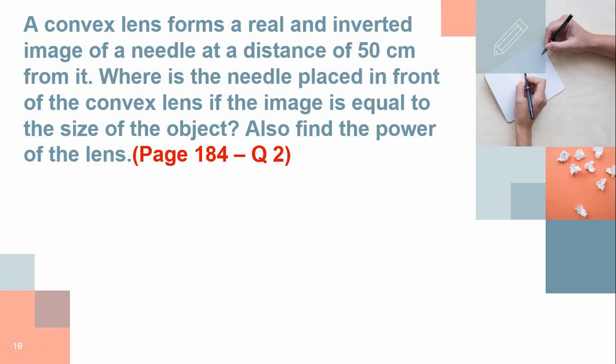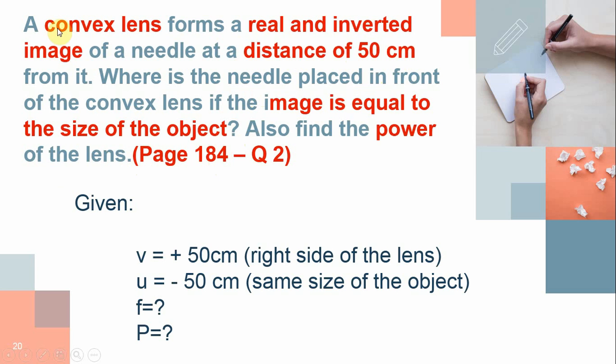Next problem: a convex lens forms a real and inverted image of a needle at a distance of 50 cm from it. Where is the needle placed in front of the convex lens if the image is equal to the size of the object? Also find the power of the lens. You can see page number 184, question number 2. Okay, important words from the problem.